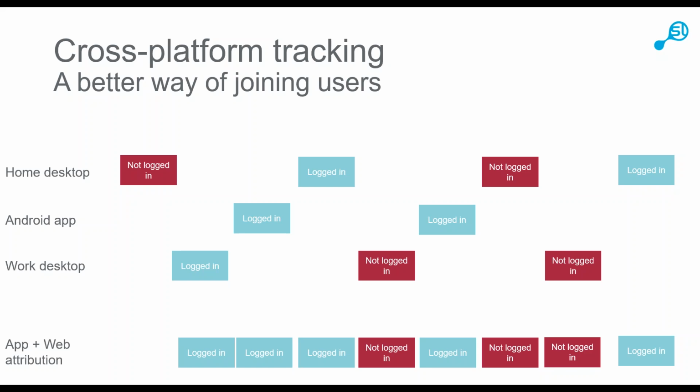So you can see in the example on the screen, the app and web attribution path is going to join all of those sessions together. And what you'll get is a much more reliable metric. So your users metric will actually be quite useful, whereas currently there's quite a lot of flaws in it because it's actually the same user on different devices, etc.